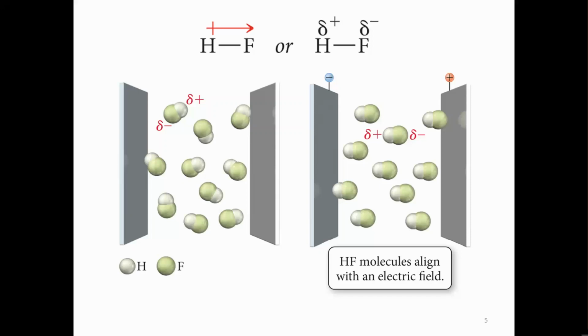Similarly, the delta positive sign represents a partial positive charge, and the delta negative sign represents a partial negative charge. So what these two arrows and also the delta positive and delta negative symbols represent is that the electron density is greater on the fluorine atom than on the hydrogen atom.